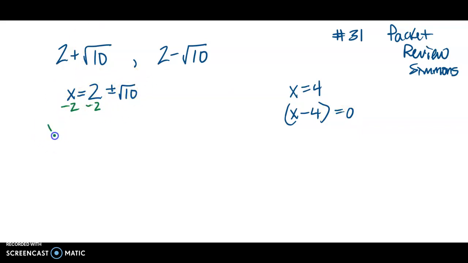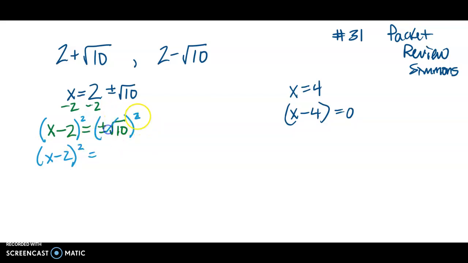So once we do that, root 10, that plus or minus, we want to get rid of it by squaring it because we had to square root it to get that plus or minus. So we're going to do the opposite operation here. So we end up with x minus 2 quantity squared equals 10, because the plus or minus goes away with the square, as does the square root. So we're just left with 10. That's what we had before we took the square root.